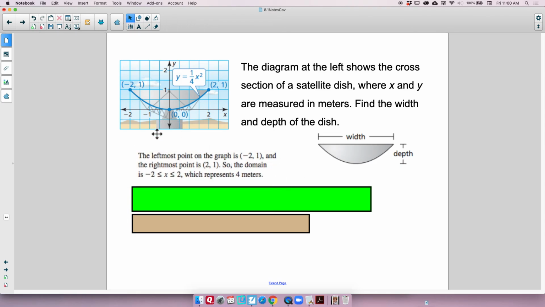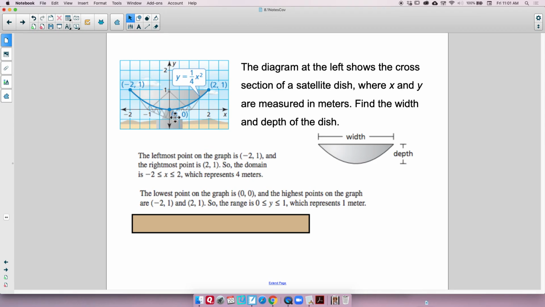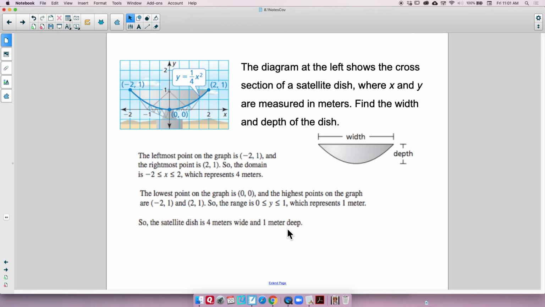So we know the leftmost point in the graph is -2, 1, and the rightmost is 2, 1, right? So the domain would be x is between -2 and 2 inclusive. Well, what's that distance? It's 4 meters, right? And the depth, you can see, is 0, 0 up to what? 1. So that means it's 1 meter in depth. And that's what you have.